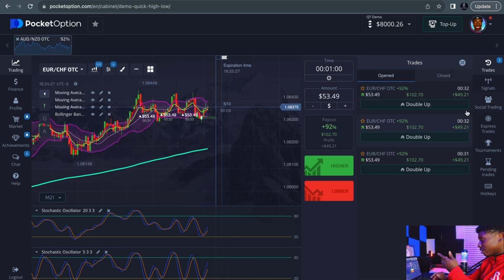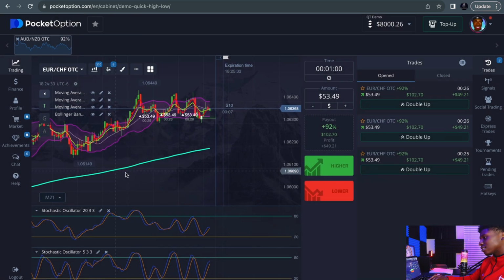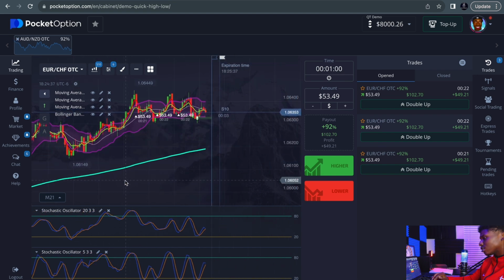We have 30 seconds left. Let me continue to go over my indicators for you. We have the 200 EMA, and this is the line right here. This is going to show you what the overall trend is. As you can see, on every time frame on this chart, we're on an uptrend, and the chart is above the line. If the chart was below the line, it would be a downtrend.